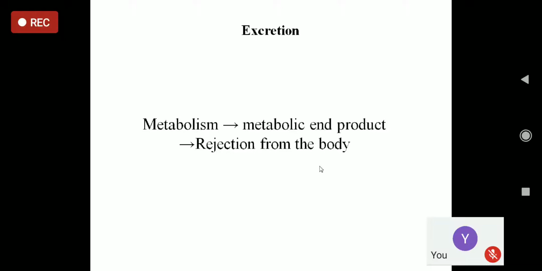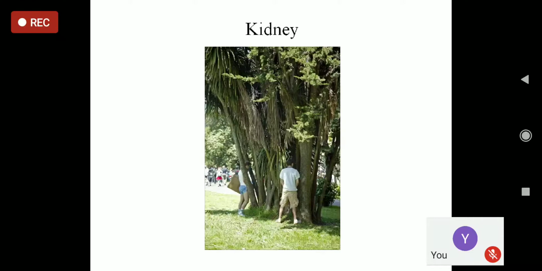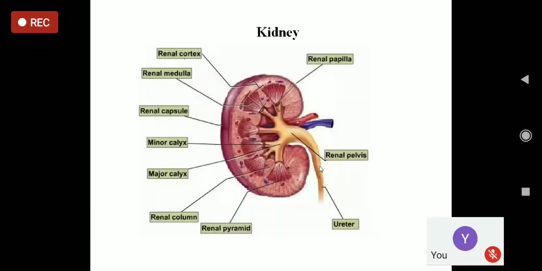Yes, sir. Up to this, yes. Okay. May I go to the next slide? Yes, sir. Right? They are excreting, urinating. Now, let us come to the next one.